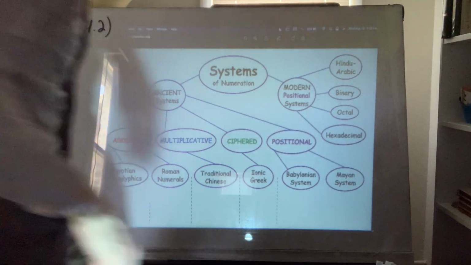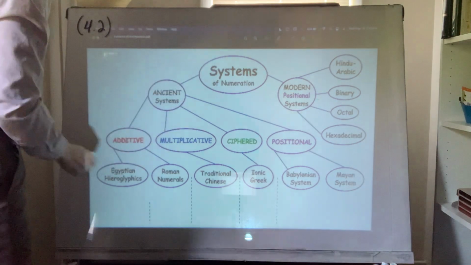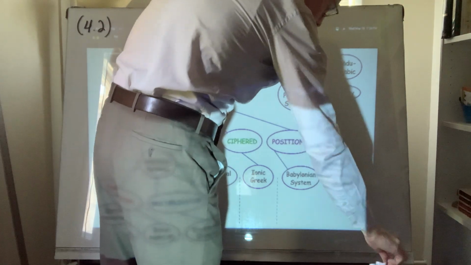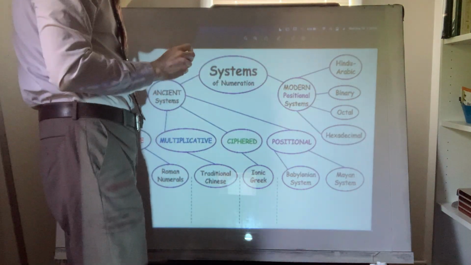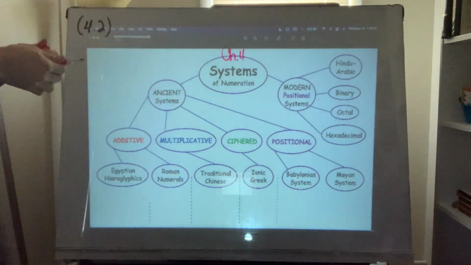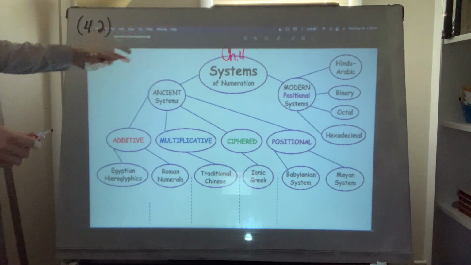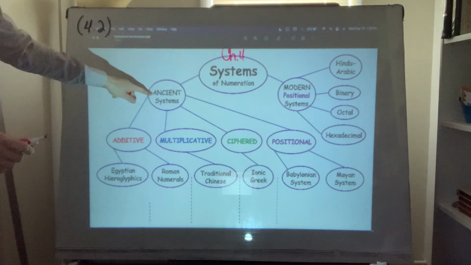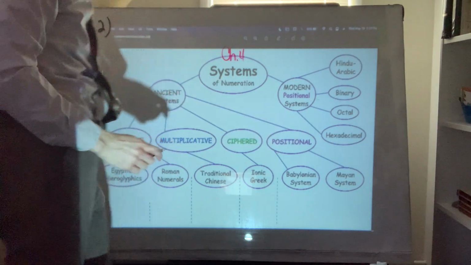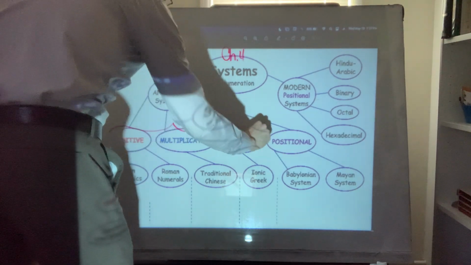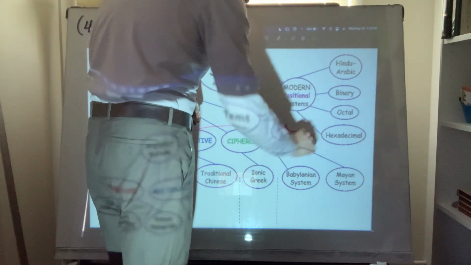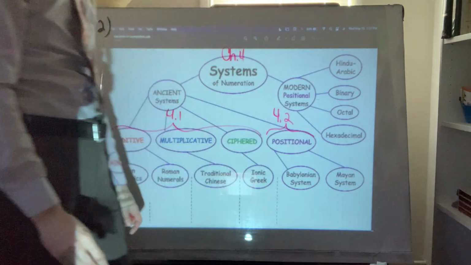all right. Yesterday, if you watched that video, we began chapter 4. I put this in red. It's probably the most obvious. Systems of numeration, by discussing three out of the four ancient systems: the additive, the multiplicative, and ciphered. Right, today we're going to be doing the positional systems. Basically, from here to here is section 4.1. Right, and the topic for today, just these two, is section 4.2.